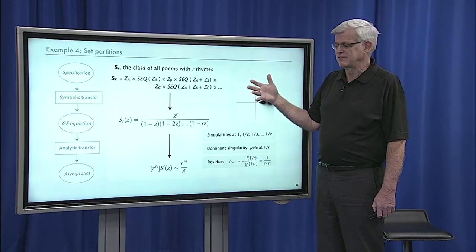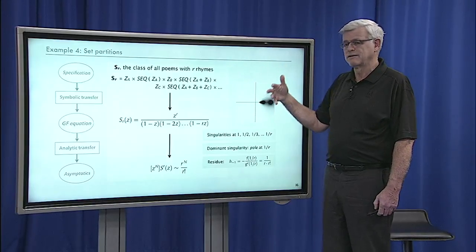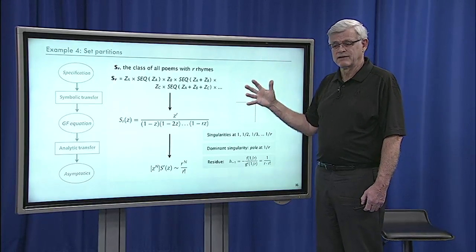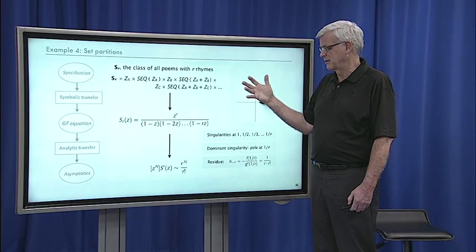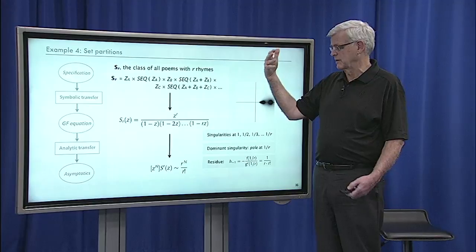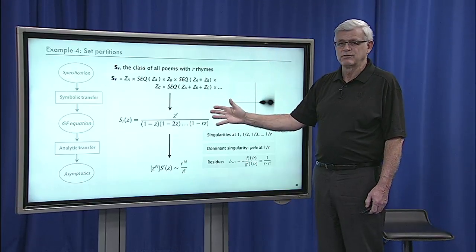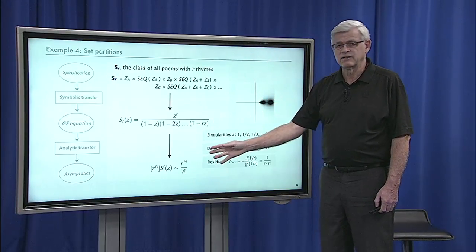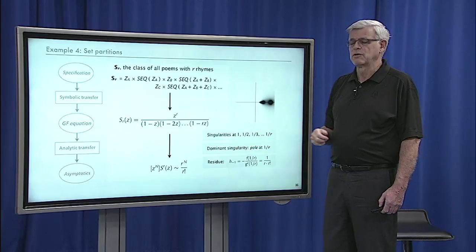So that's 4 familiar classes and generalizations that are immediately handled by meromorphic asymptotics, all showing with analytic combinatorics we can go from a construction immediately to a generating function, immediately to asymptotics of the coefficients.